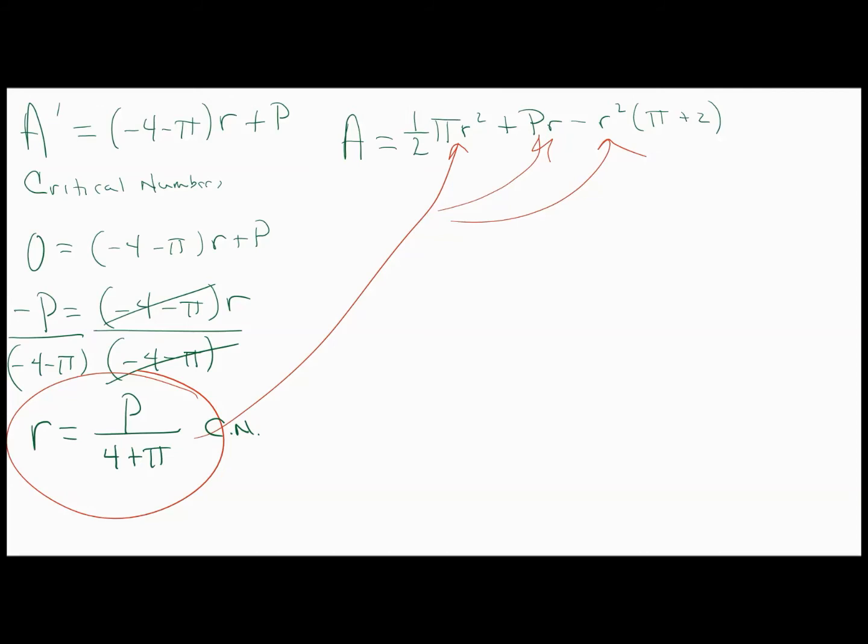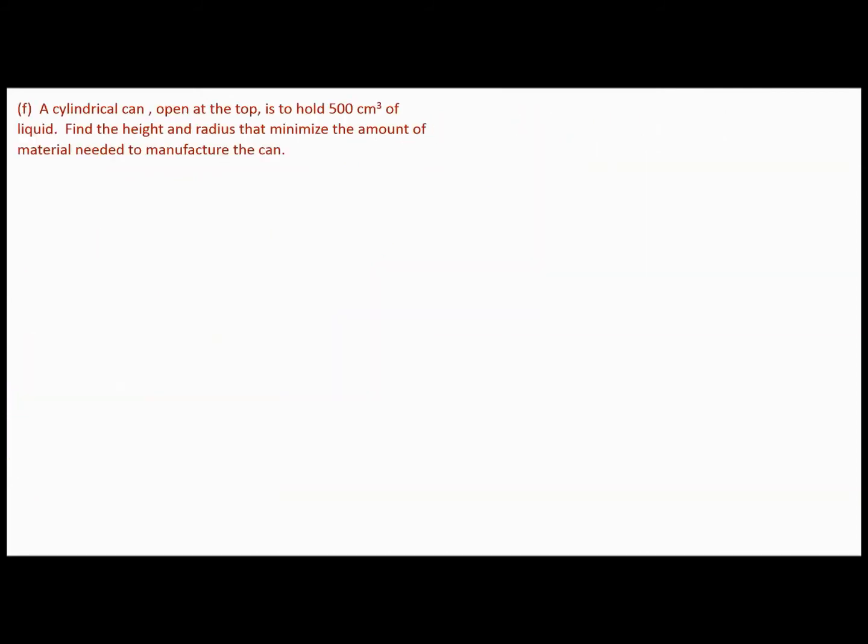Yay! Okay, so this is the last example I want to go over with you. Hopefully this is a good variety of examples to help you set up your own optimization problems. So we have a cylindrical can. It's open at the top, and it's supposed to hold 500 centimeters cubed of liquid. So first of all, we have a cylinder. We'll try to draw that in a minute. It says find the height and the radius that minimize the amount of material needed to manufacture the can.